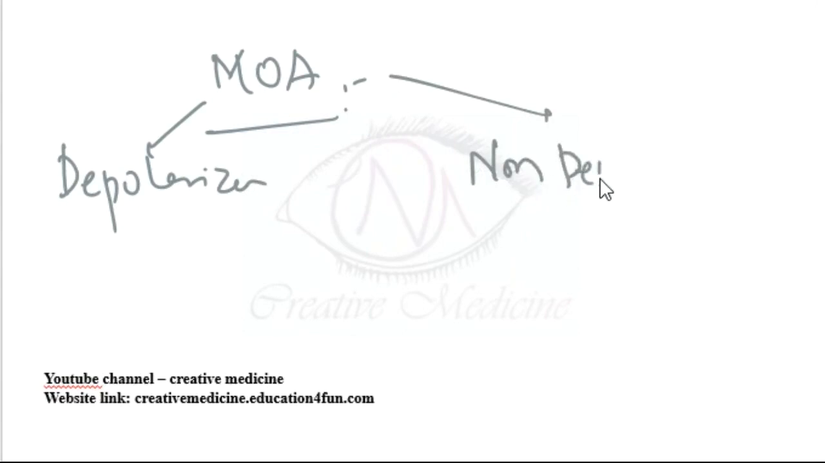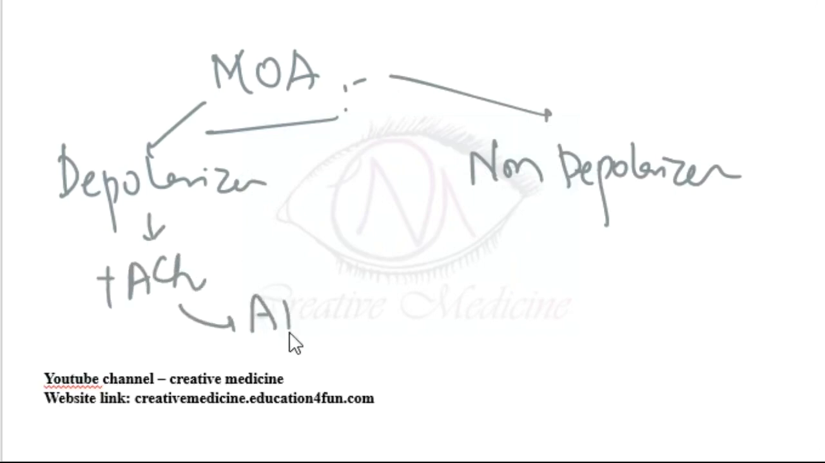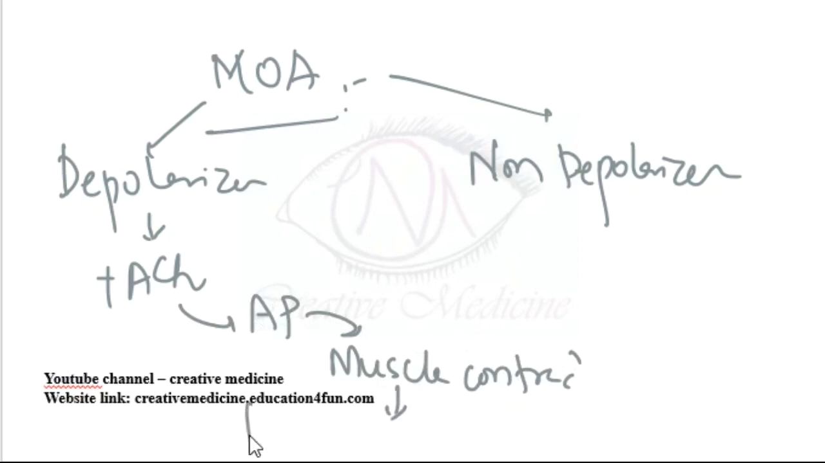Depolarizers causing neuromuscular blockade: these depolarizers will bind to acetylcholine receptors and they will cause action potential leading to muscle contractions, and fasciculations are seen. This will cause a refractory period of relaxation, or phase 1 block.